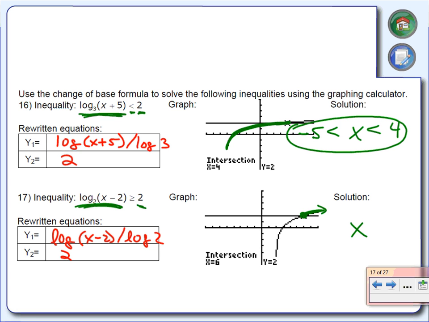So, what kind of x values do we have on that green portion of the graph? X's are what? Greater than or equal to a 6. Therefore, my solution here is x is greater than or equal to 6. It's just going to continue going out to the right forever and ever.